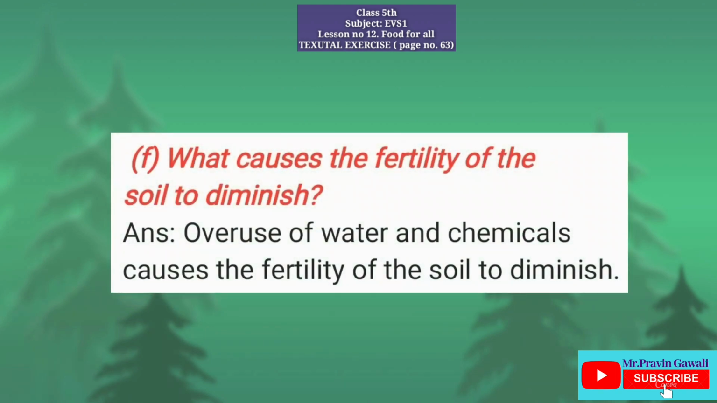Next question. F. What causes the fertility of the soil to diminish? The answer is overuse of water and chemicals causes the fertility of the soil to diminish.